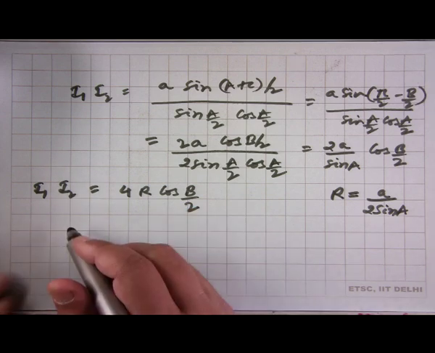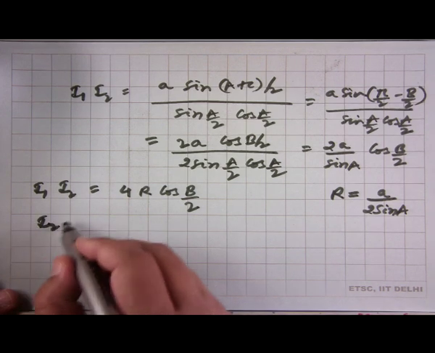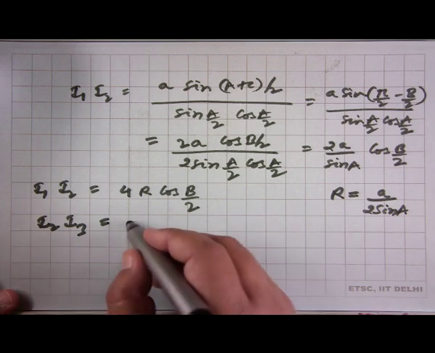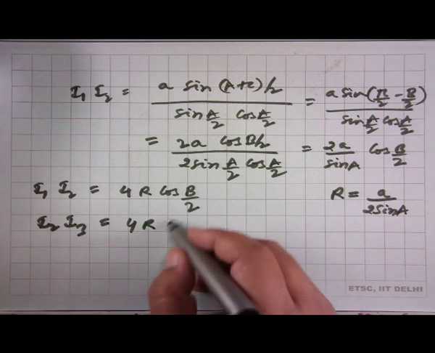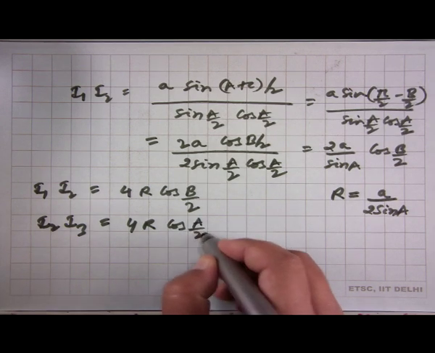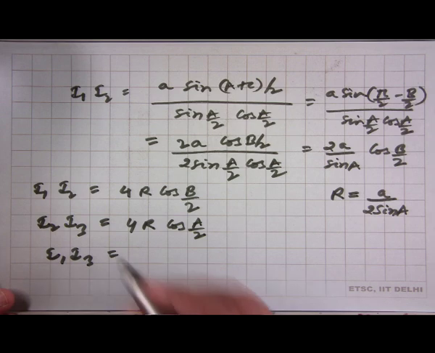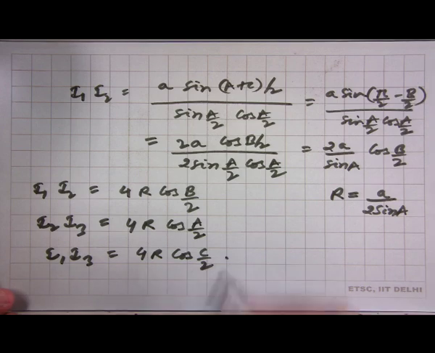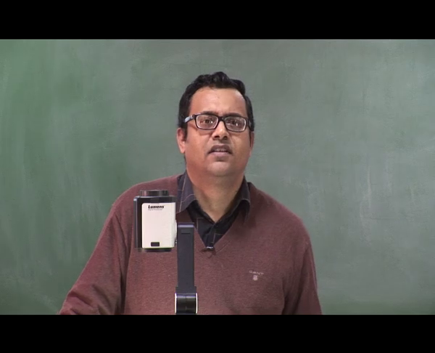In a similar manner, one can also prove that I2I3 is equal to 4R cos(A/2) and I1I3 is equal to 4R cos(C/2). So, with that we finish this lecture.